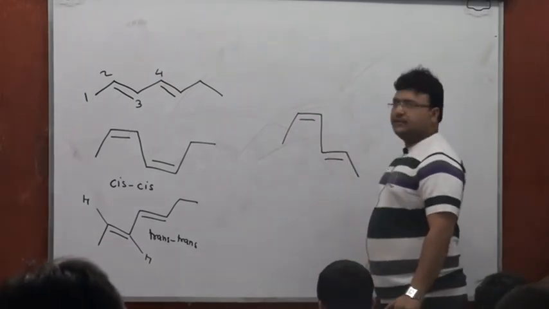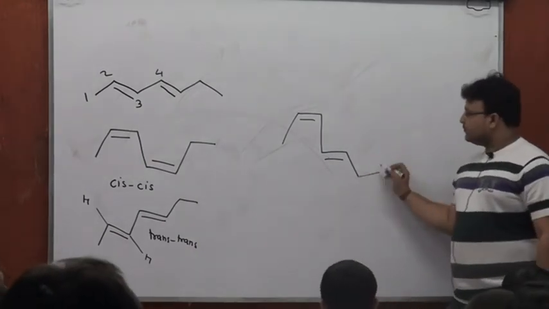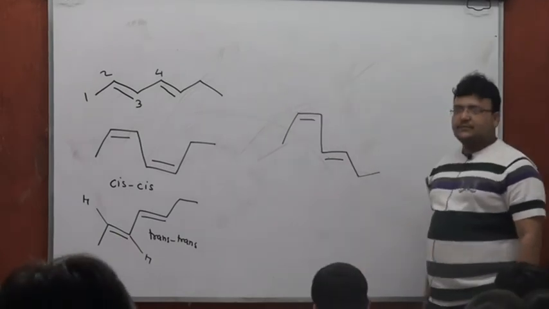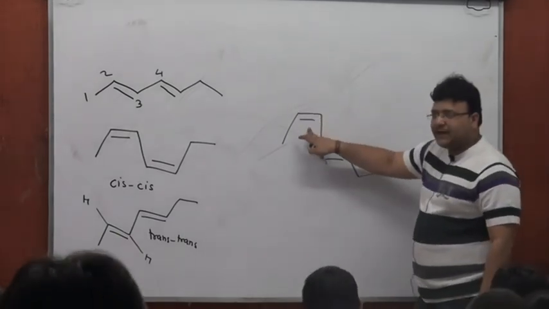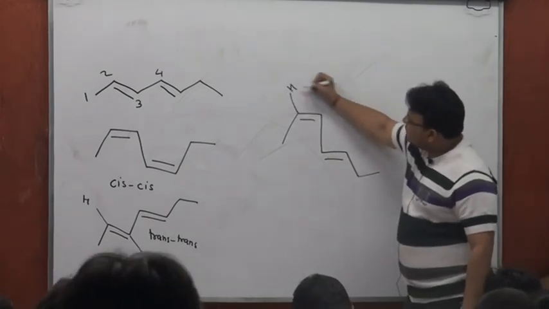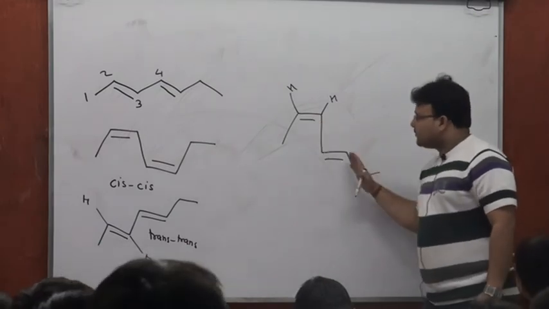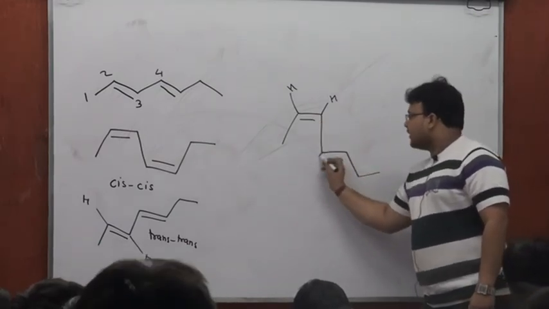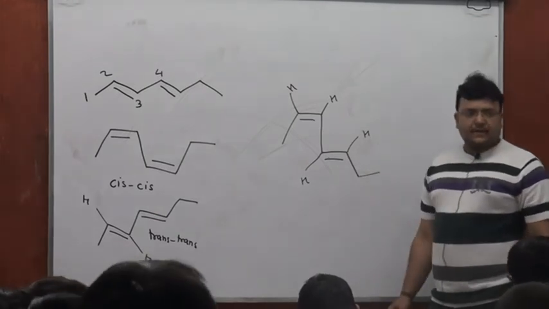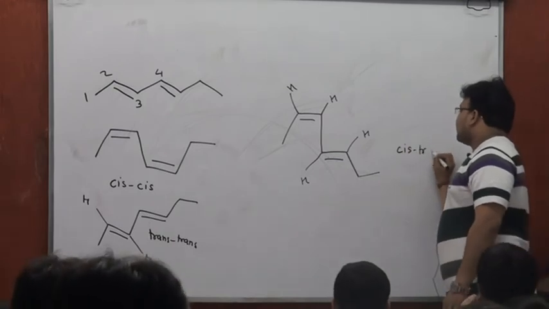Now name this isomer. It's cis with respect to this pi bond and trans with respect to this pi bond. Two hydrogen atoms and two alkyl groups, the same side of the pi bond. Now this is above, this is down. So certainly this hydrogen is below and this hydrogen is up. So you call this a cis trans isomer.